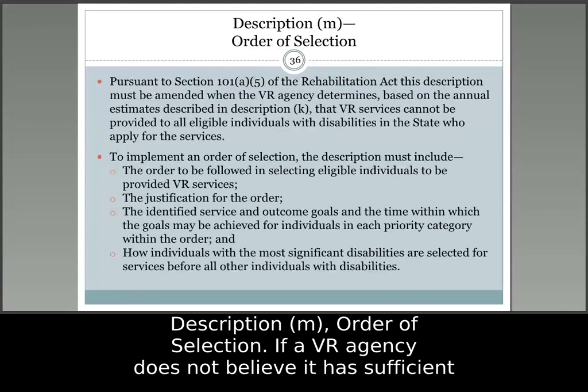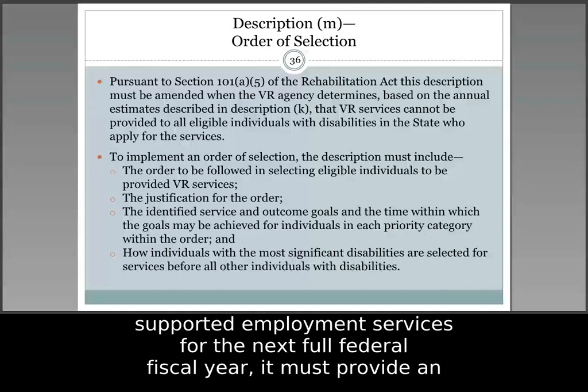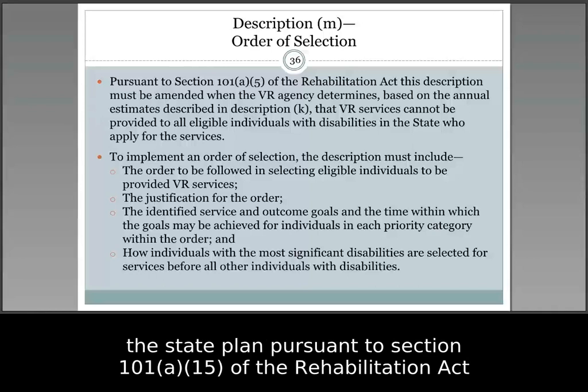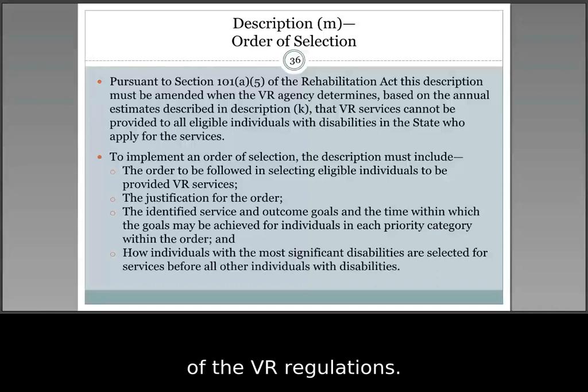Description M, order of selection. If a VR agency does not believe it has sufficient resources to serve all eligible individuals receiving vocational rehabilitation or supported employment services for the next full federal fiscal year, it must provide an order of selection under Description M of the VR portion of the state plan pursuant to Section 101A.15 of the Rehabilitation Act as amended by WIOA and 34 CFR Section 361.29B of the VR regulations.